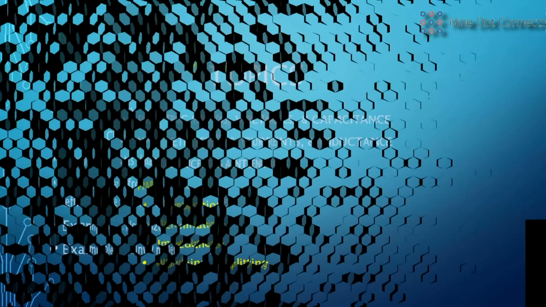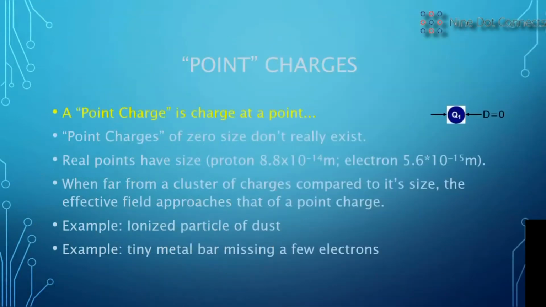We're going to start with point charges. A charge that is at a point has zero size, approximately. However, point charges of zero size don't really exist. Things like protons and electrons have sizes in the order of femtometers. However, when we are far from a cluster of charges compared to the size of the cluster, the effective field approaches that of a single point.